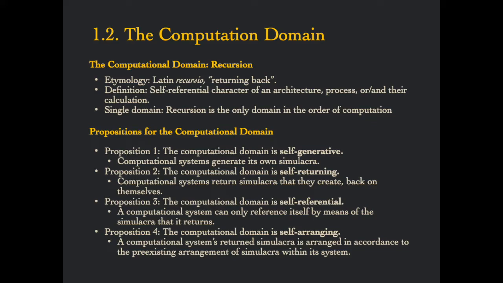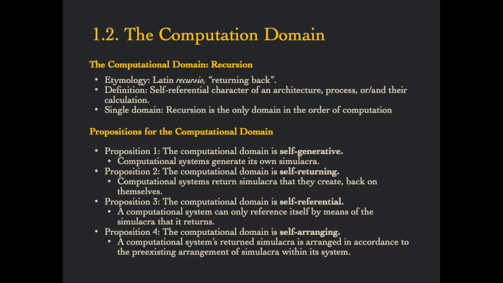And then the architectural and processual ratiocinators, combined together into different kinds of calculations, are going to be calculating recursively the characteristics of the computational domain. So I have four propositions for the computational domain. The first proposition is that the computational domain is self-generative, and this means that computational systems generate their own simulacra.